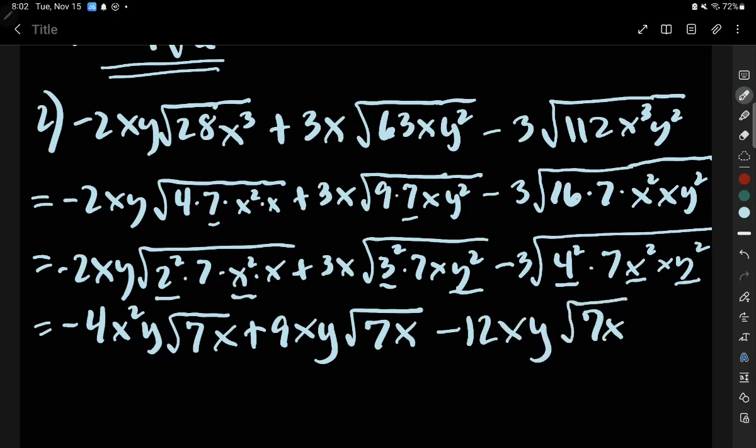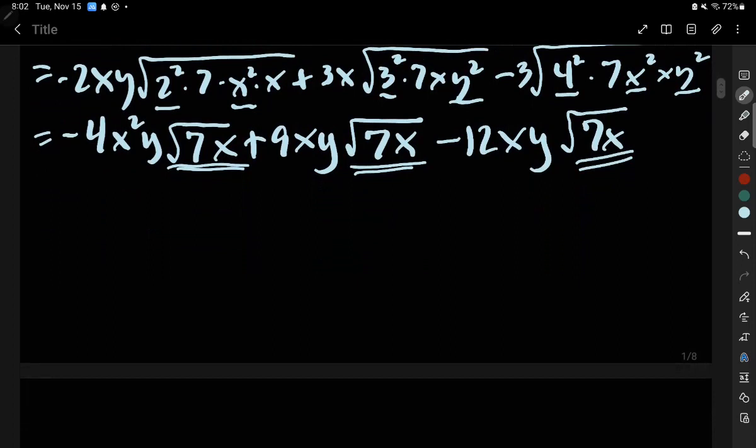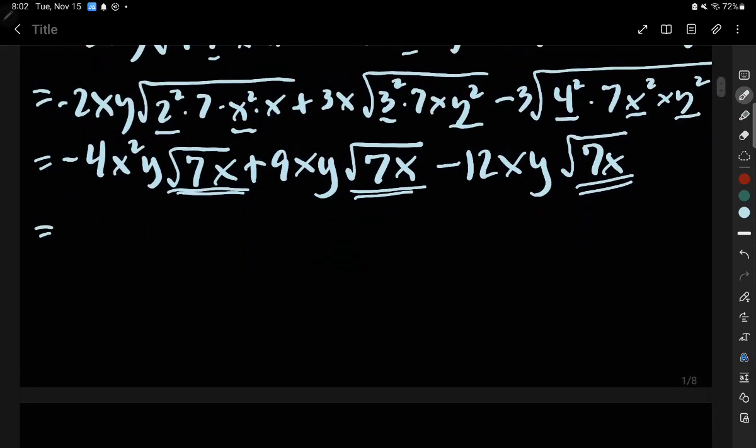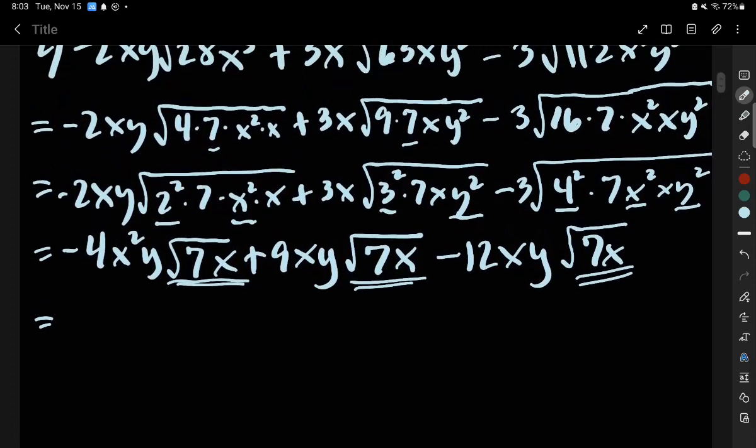Alright, so the radical symbols are the same, square root of 7x, which is what we are after. And we can combine now. We can combine the coefficients, meaning the ones at the side. So negative 4x squared y plus 9xy minus 12xy. Now we cannot combine the negative 4x squared y with the others because it is having x squared. This is x. Okay, so what we can combine only is the 9xy and the negative 12xy.